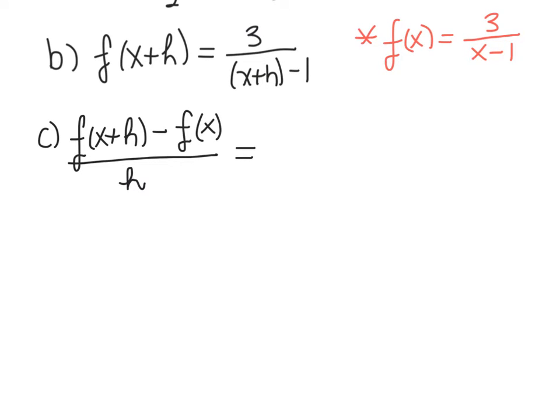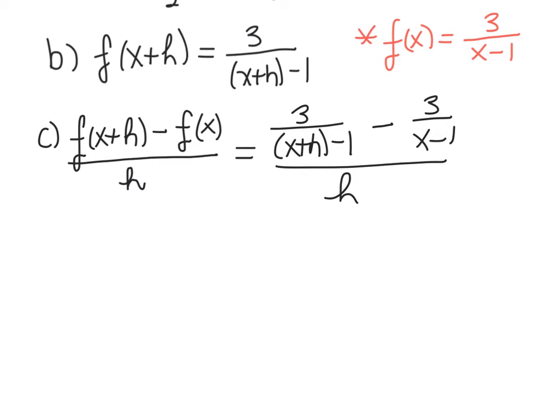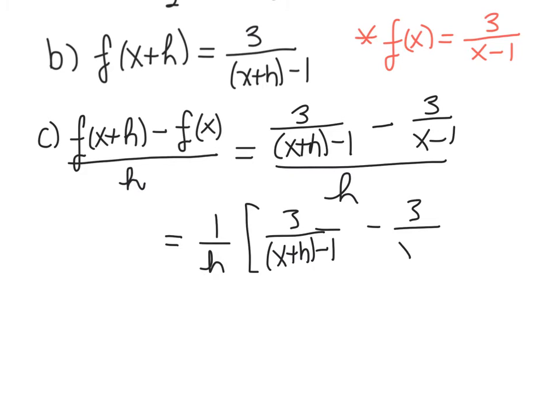So f of x plus h is equal to 3 over x plus h minus 1, and we're subtracting f of x, which is 3 over x minus 1, and this is all over h. And I'd like to simplify this. So first I'm going to rewrite this as 1 over h times 3 over x plus h minus 1 minus 3 over x minus 1.